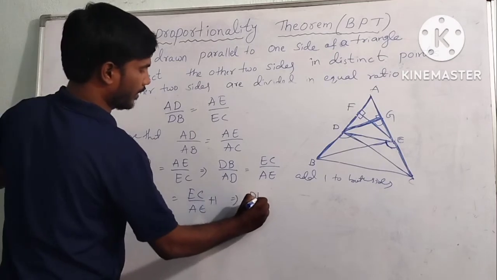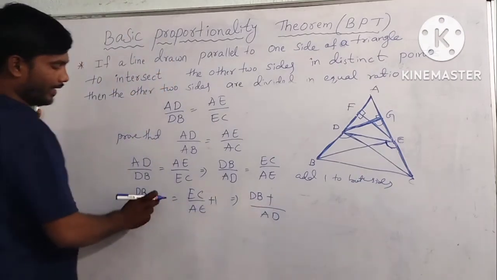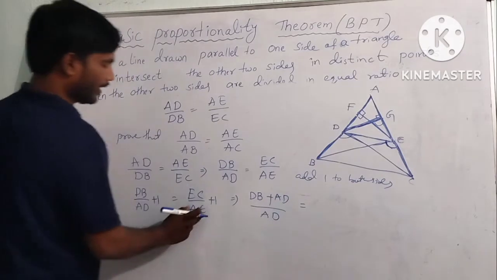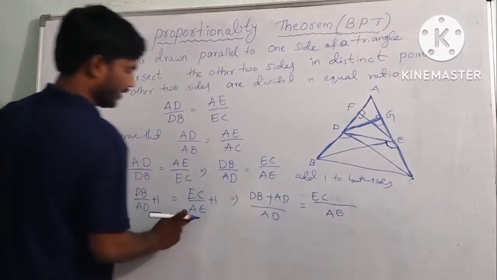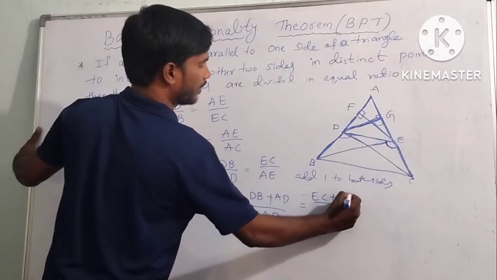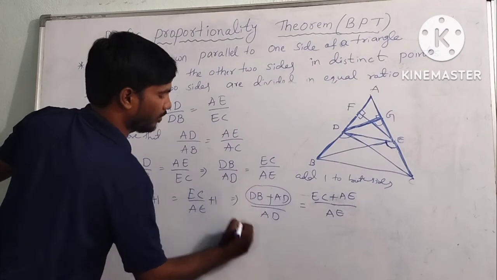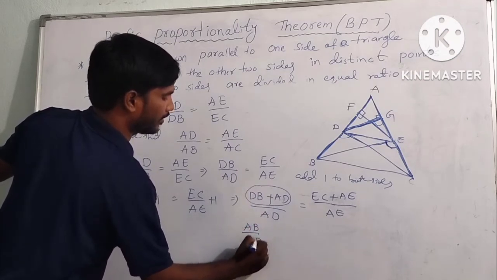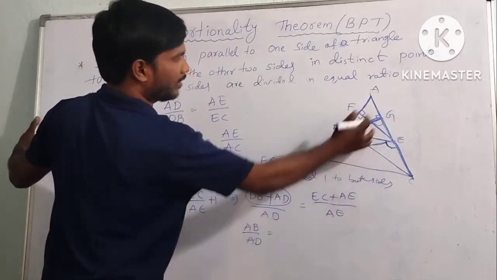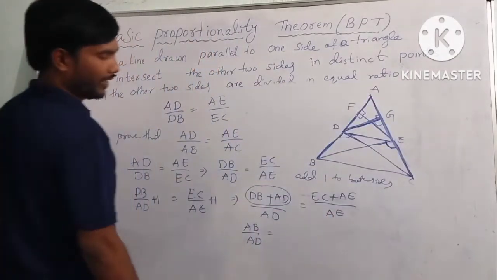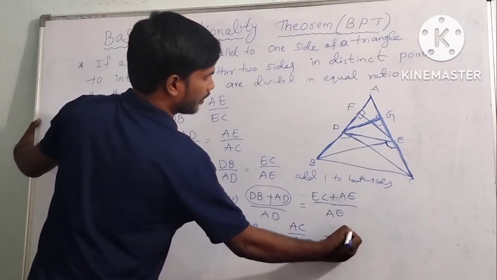Now DB plus AD, taking the LCM as AD, so AD into 1 is AD. On the other side, EC by AE, LCM is AE, AE into 1 plus AE. So DB plus AD total will become AB. AB by AD is equal to, on the other side, EC plus AE is total AC by AE. This is also one of the proofs.